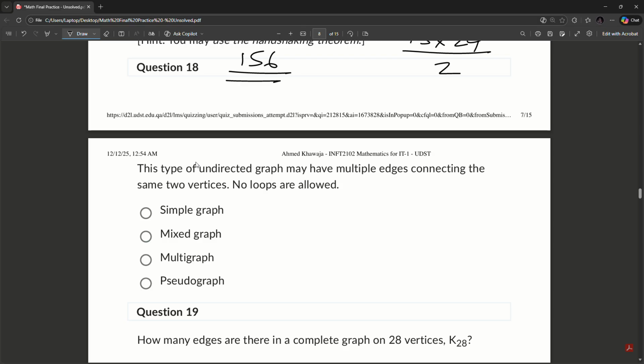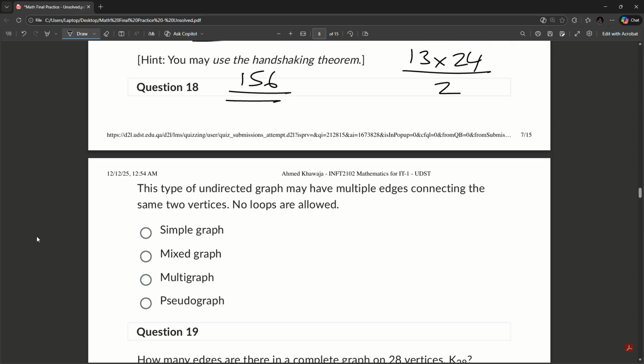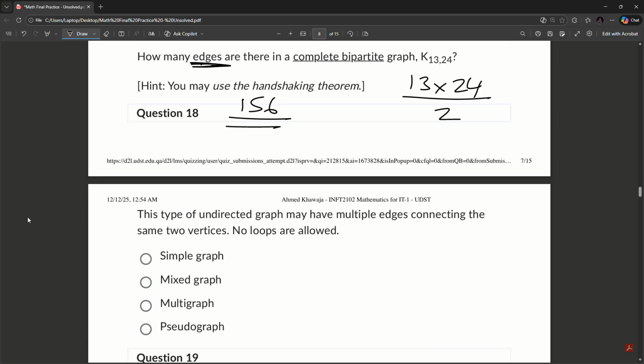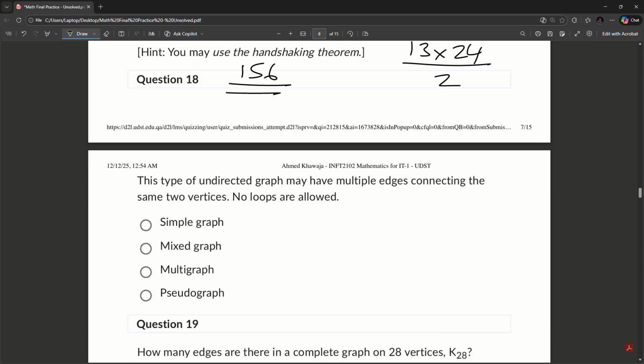Question 18. The type of undirected graph that may have multiple edges connecting the same two vertices, but no loops are allowed. That, I believe, is a mixed graph, if I recall, because, and I will get to my reason shortly because I'll have to write it out. So I will pause for a second, and I will come back.